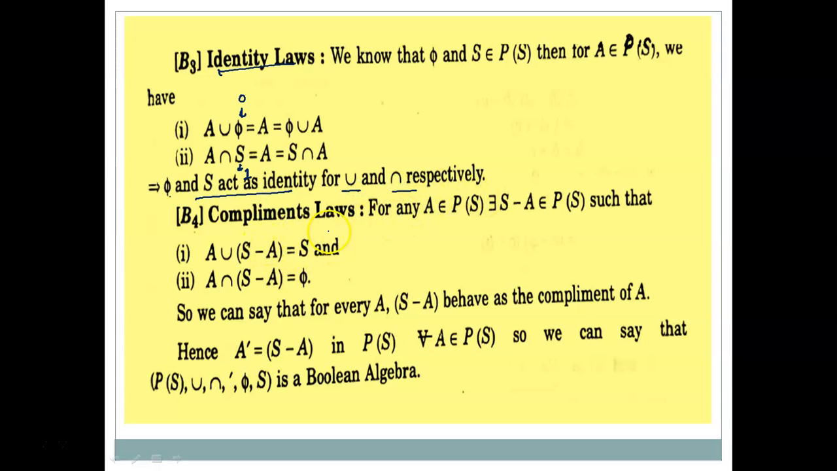Then the complement laws. If we have A, then there exists S minus A belonging to PS, which is in fact A complement. So you have here A union A complement is always equal to the whole set S, and A intersection A complement is always equal to phi. So complement laws are also verified over here. So if all the four properties are satisfied, this PS, the power set of a non-empty set S, with respect to operations union, intersection and complement and two elements phi and S, is a Boolean algebra.